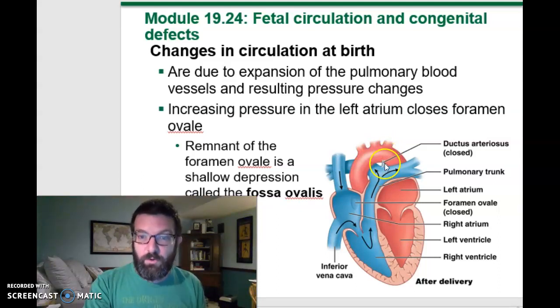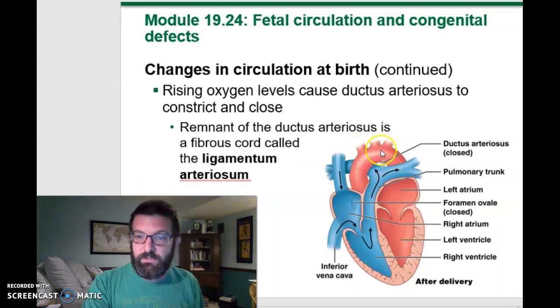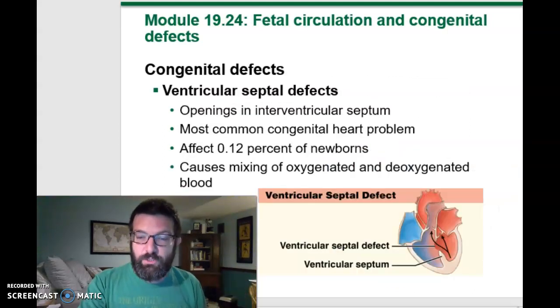Now, this also has to close when you're born, or by the time you're born, so that we don't skip the pulmonary circuit. And it becomes this little ligament called the ligamentum arteriosum, which is a Harry Potter word, I know. Nevertheless, it holds your aorta and your pulmonary trunk together when you are an adult human, and it is your ligamentum arteriosum.